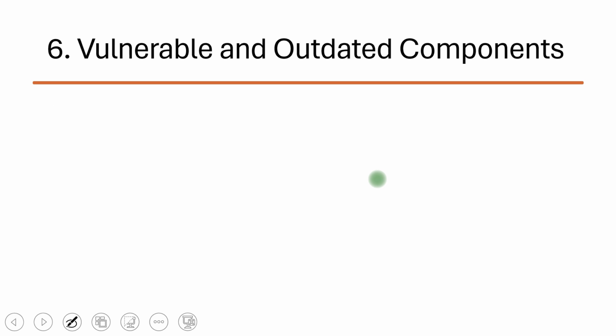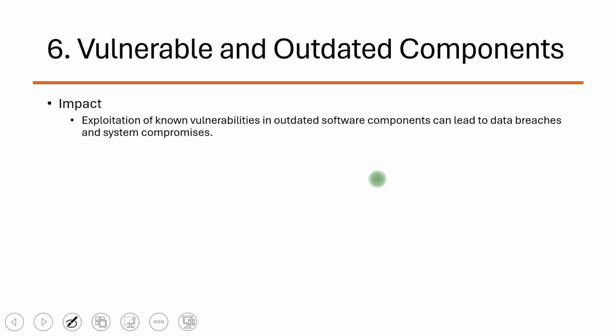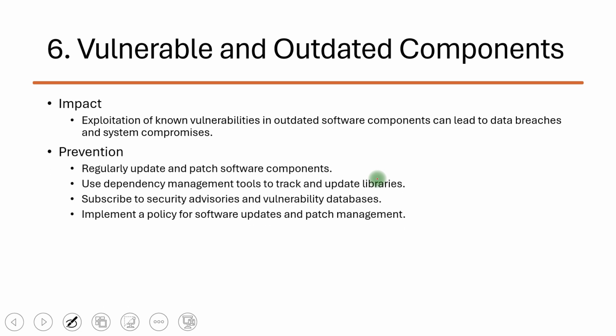With that, coming to the sixth point, vulnerable and outdated components. The impact is that exploitation of known vulnerabilities in outdated software components can lead to data breaches and system compromises. The prevention ways are to regularly update and patch software components, and use dependency management tools to track and update libraries.